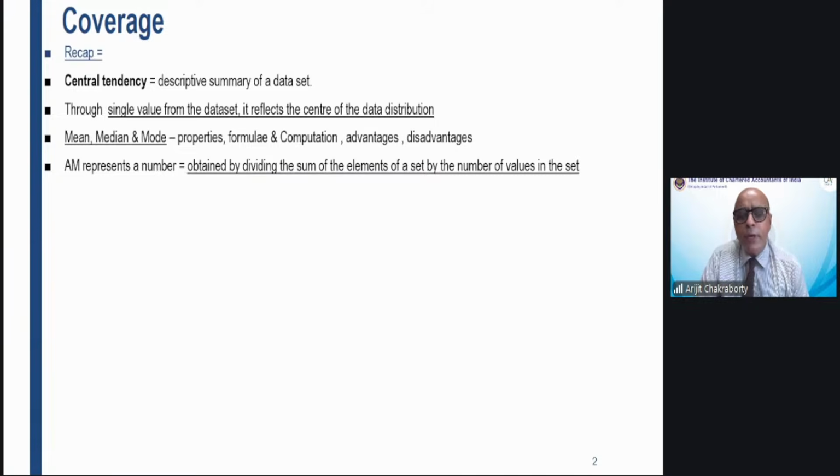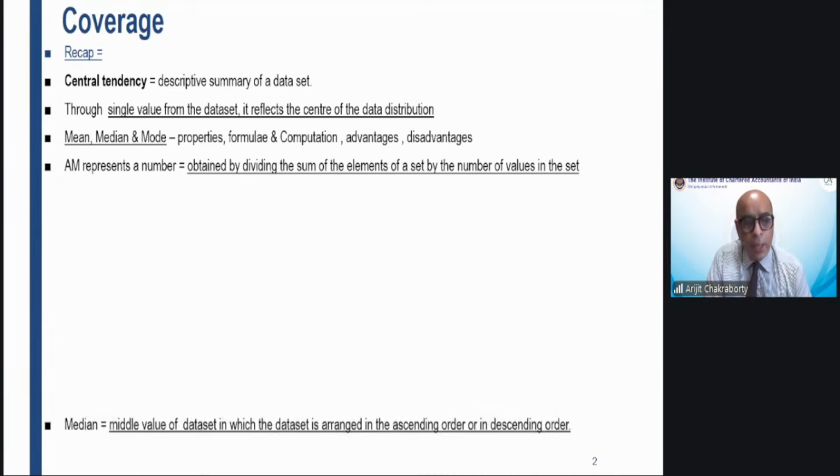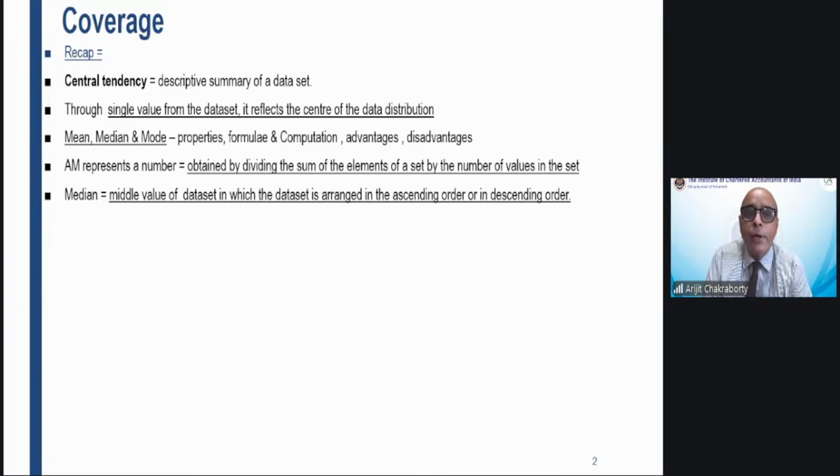And arithmetic mean, you will recall, is where we divide the sum of the elements of a set of numbers by the number of observations. Then median is a positional average, and it's the middle value of the data set. We talked about the process of computing mean as well as median in different circumstances. And the last one was mode.